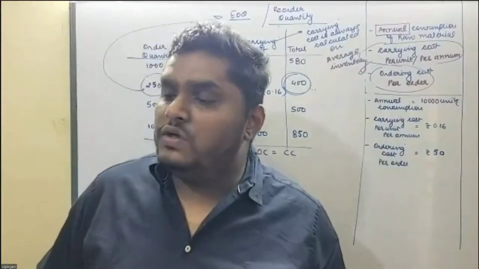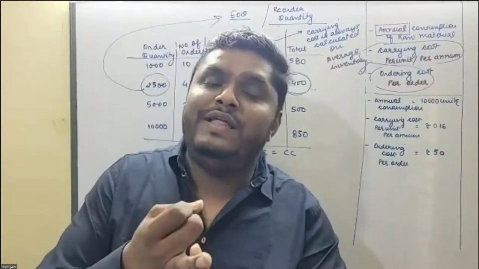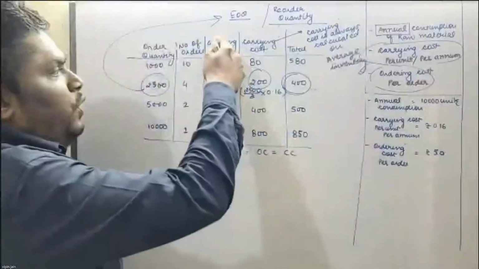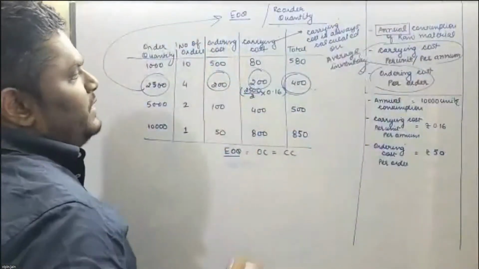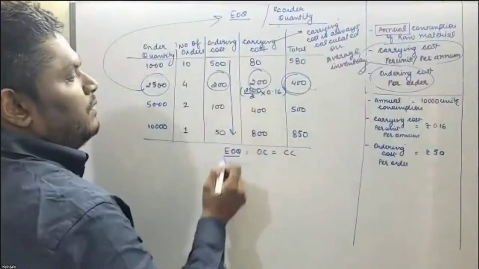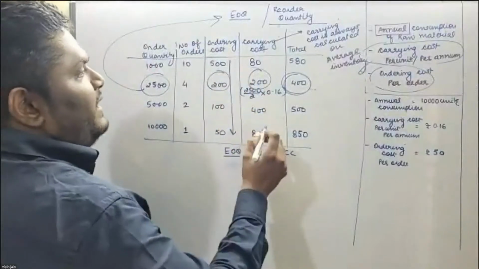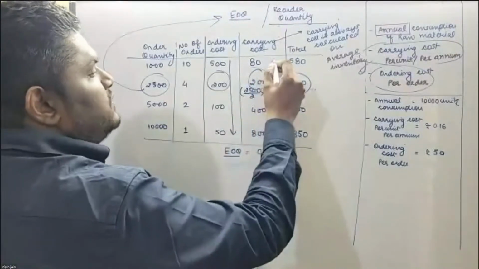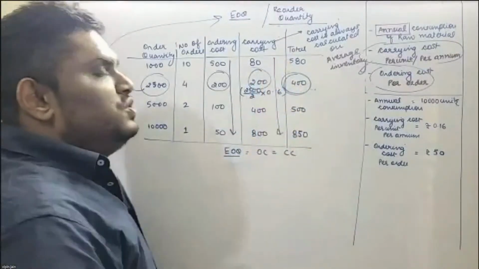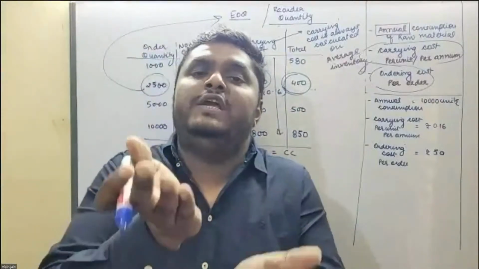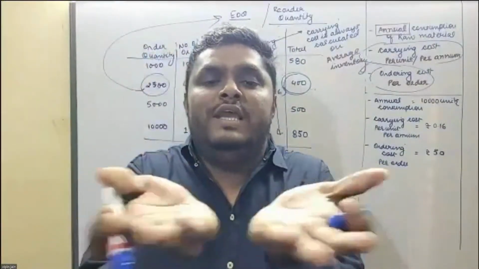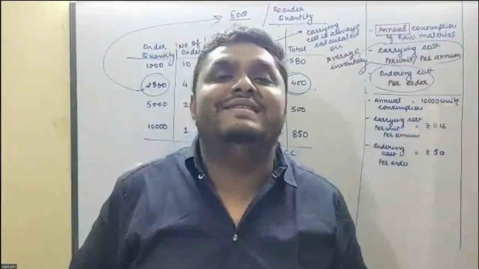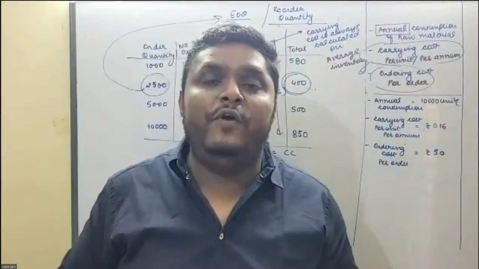Anyone having any doubts? What is carrying cost? What is ordering cost? Why is there an inverse relationship? You can see, guys, that ordering cost is reducing, but carrying cost we can say is increasing. So there is an inverse relationship between carrying cost and ordering cost. At a certain point where both become equal, that is what we call the economic order quantity. Waiting for your queries, guys.